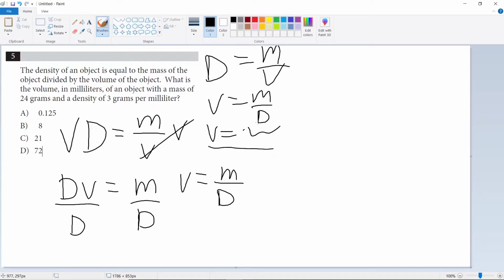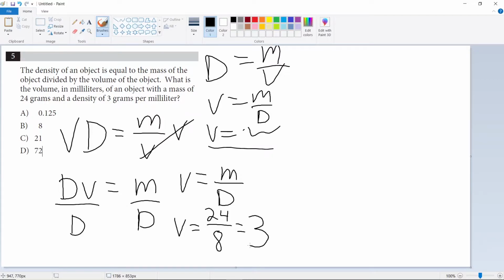Now, do they tell us the volume? No, that's what we want to find. So we don't know what the volume is. Equals. They tell us the mass, 24 grams. And they tell us the density, 8. The units don't matter, again, unless you're using units and canceling things, but you don't really have to do that. We know that they're trying to find volume. So 24 divided by 8, you can use your calculator if you want, or you may have your multiplication tables memorized, which I recommend you do.